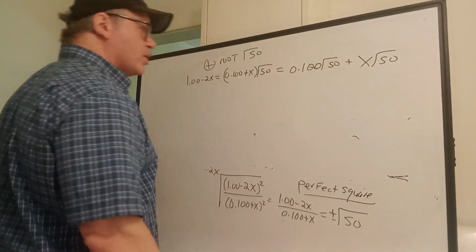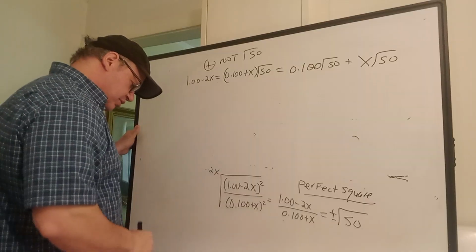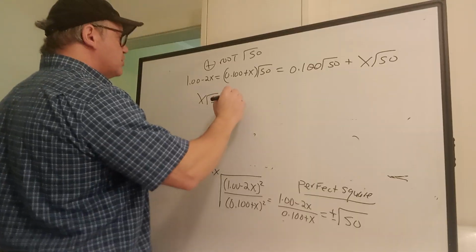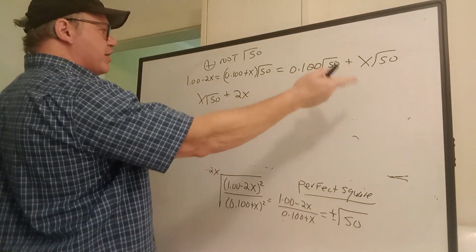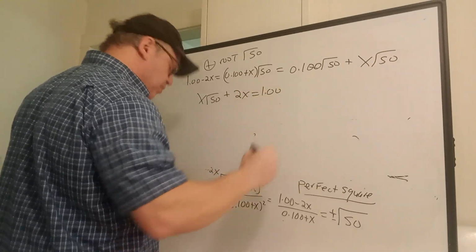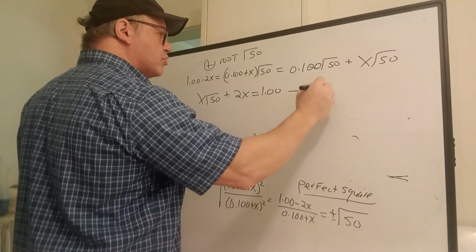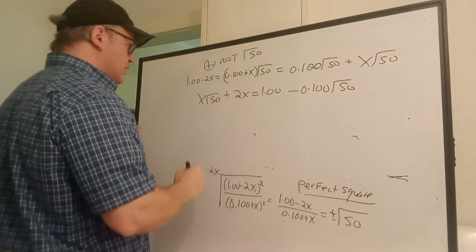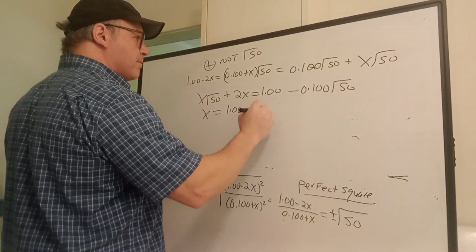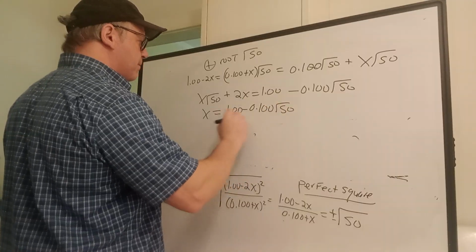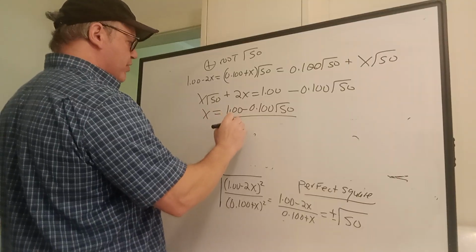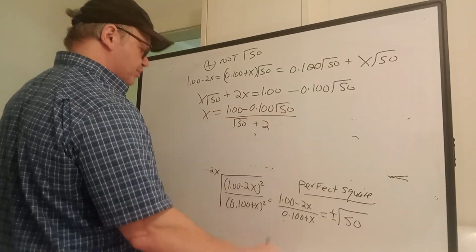Get all your x's on one side. The way I decided to line it up is x square root of 50 plus 2x. So I'm pulling that over, and then I'm pulling the other one to the other side. Doesn't make a difference as long as you're consistent. 1.00 minus 0.100 times square root of 50. So now x is going to be equal to we have that, and then we have factored, so we're going to have square root of 50 plus 2 in the denominator.